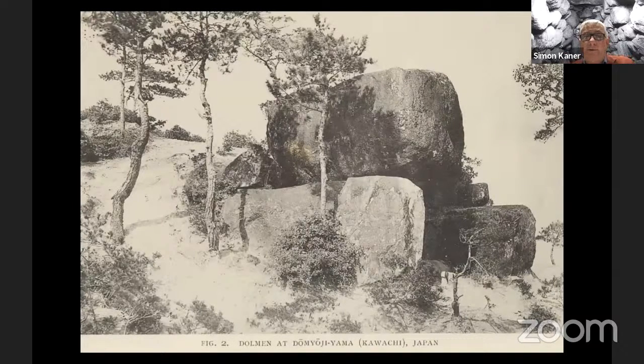Another thing that's very significant about Gowland's contribution is that many of the sites that he recorded with his camera have long since disappeared. This example, at Domyojiyama in modern-day Osaka, is no longer there, despite the scale of the megalithic stones which were used to build the entrance passage.